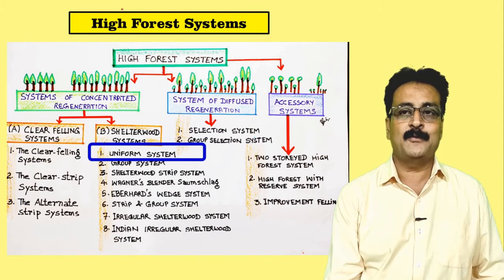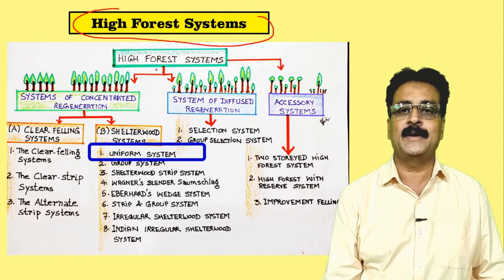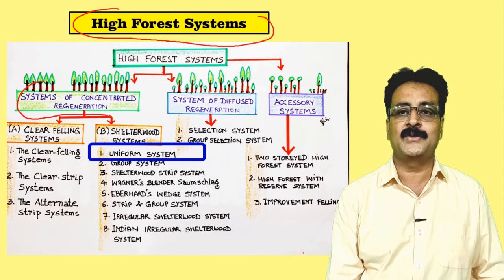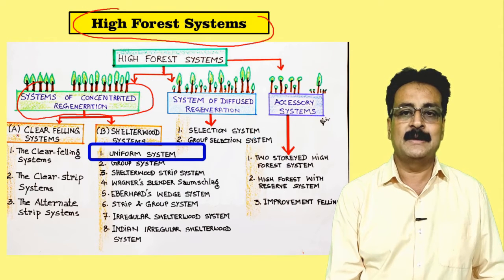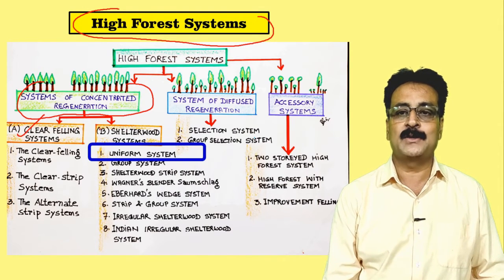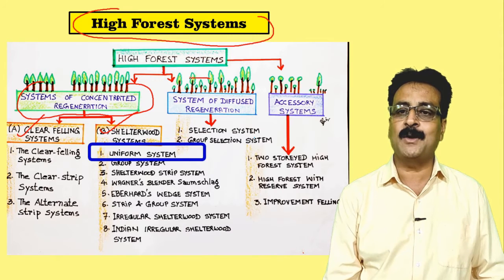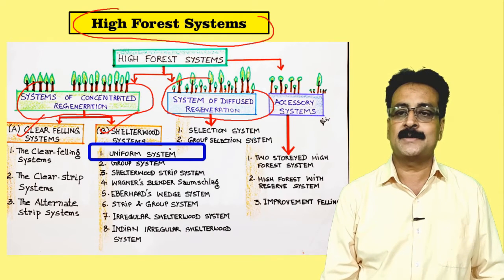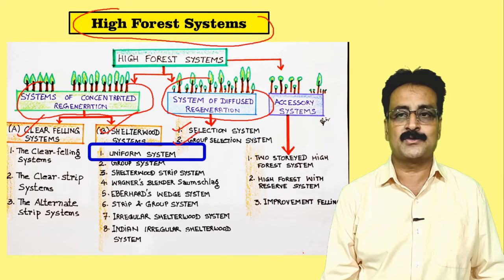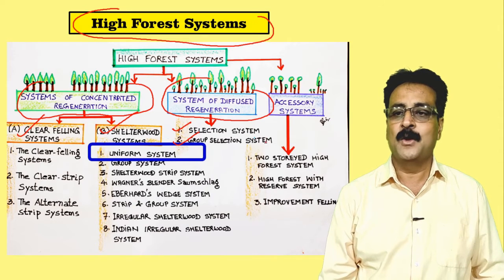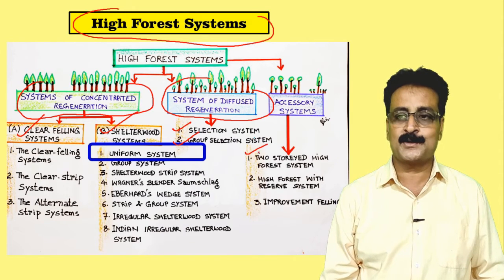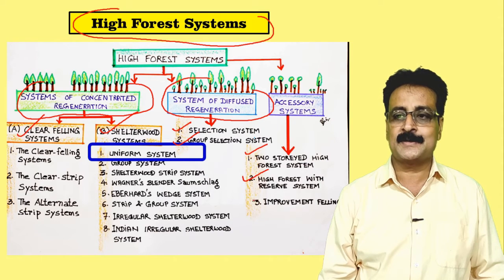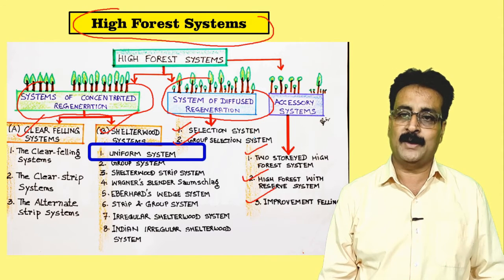The high forest system has already been classified into the system of concentrated regeneration, that is the clear felling system and the shelterwood system; the system of diffuse regeneration, that is the selection system and group selection system; and the accessory systems, where we have the two-storied high forest system, high forest with reserve system, and improvement felling.